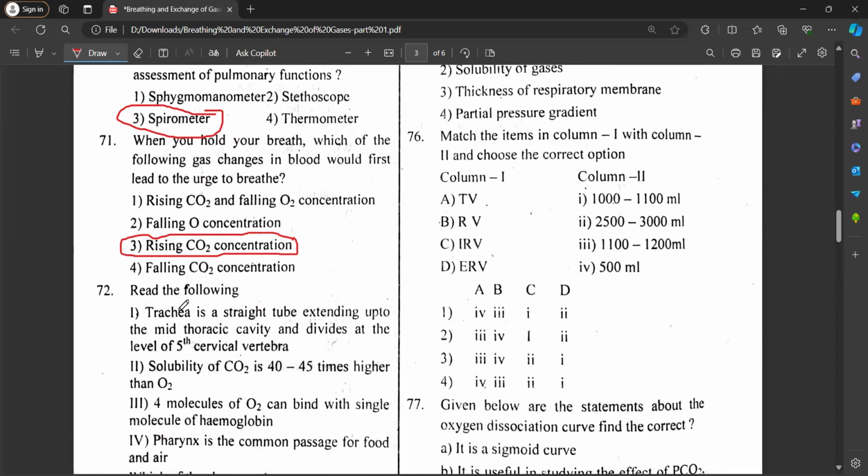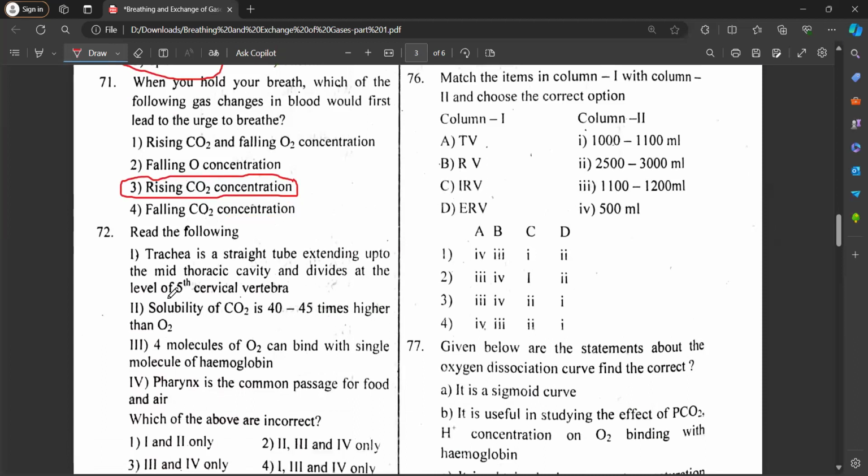Next, read the following. Trachea is a straight tube extending up to mid-thoracic cavity and divides at the level of fifth cervical vertebrae. No, fifth thoracic vertebrae. So this is wrong. Solubility of carbon dioxide is 40 to 45 times higher than the oxygen. No, it is 20 to 25 times higher than oxygen. So second option is wrong.